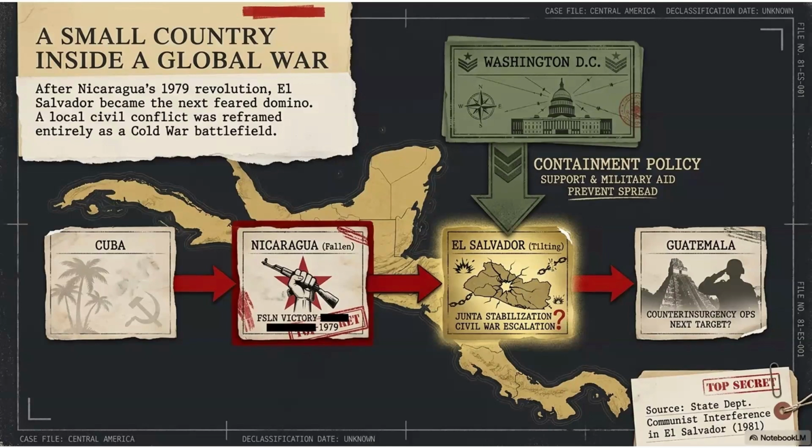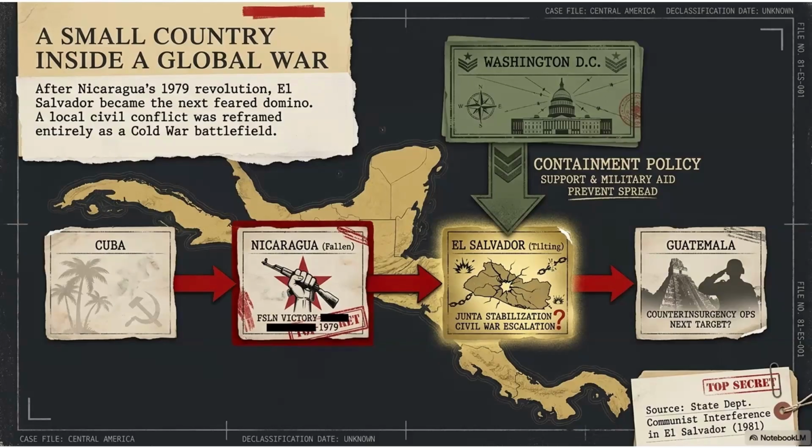Cuba had a socialist revolution in 1959. Then, as Imtisal explained, in 1979, the Sandinistas overthrew the Somoza dictatorship in Nicaragua. Somoza had been a long-standing US-backed ruler, so his fall terrified Washington. If Nicaragua could fall, maybe El Salvador could follow. And if El Salvador followed, perhaps Guatemala or Honduras would be next.